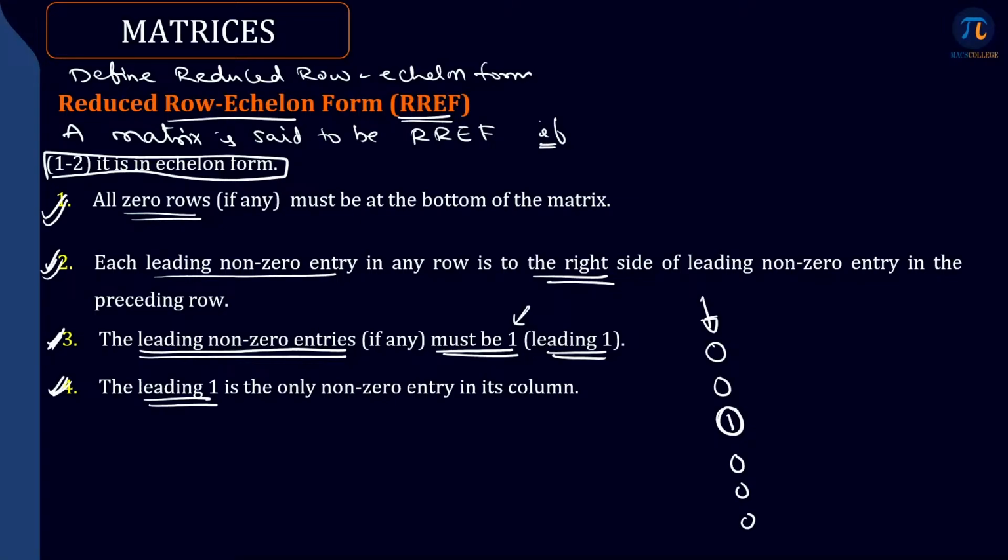First one: all 0 rows must be at the bottom. Second one: the leading non-zero entry in any row is to the right side of the leading non-zero entry in the preceding row. Third one: leading entries must be 1. We call them leading ones. And the fourth one: the leading one is the only non-zero entry in its column. That is, in that column, it is the only non-zero entry, the remaining are all zeros.